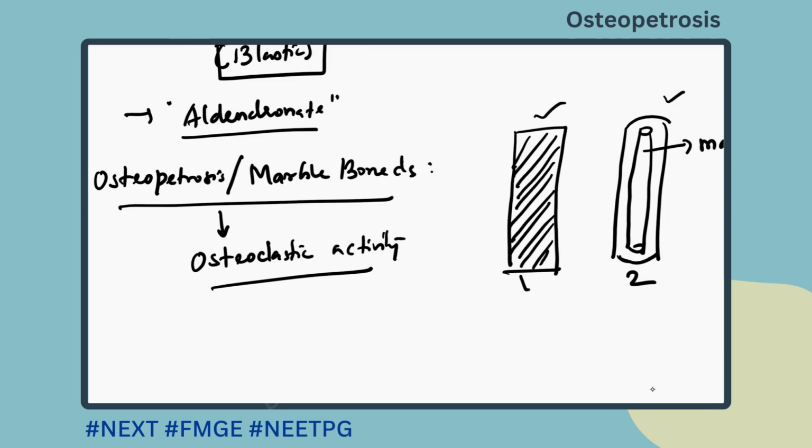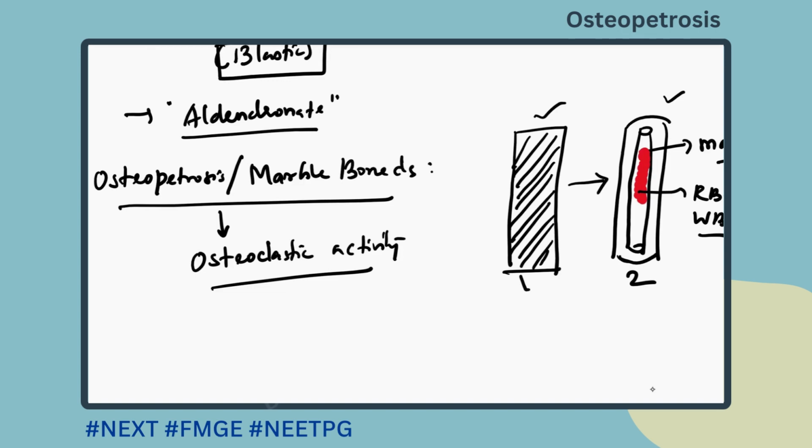What is this cavity called? Medullary cavity, marrow cavity. What is the function of marrow cavity? Inside the marrow cavity, you have got hematopoietic cells. What does a hematopoietic cell do? They produce the RBCs. They produce the WBCs. Okay. Now just imagine, for the bone to form this cavity, bone resorption has to happen. Only then the cavity will be created.